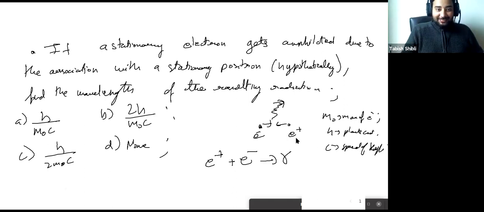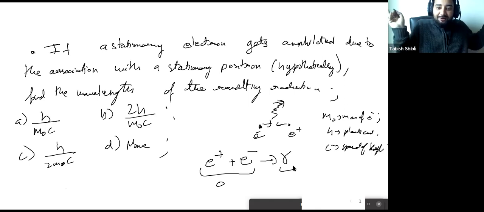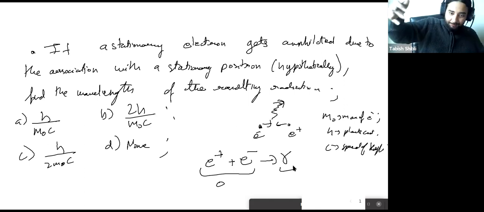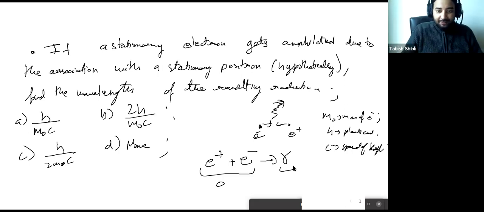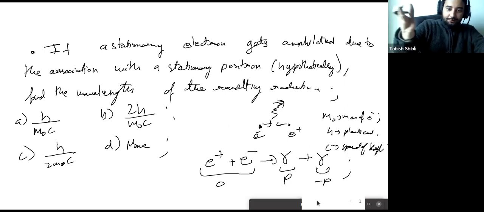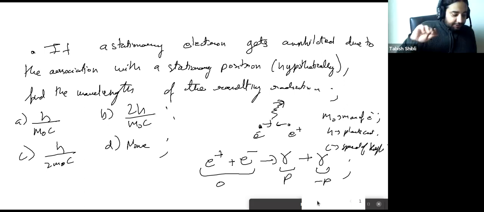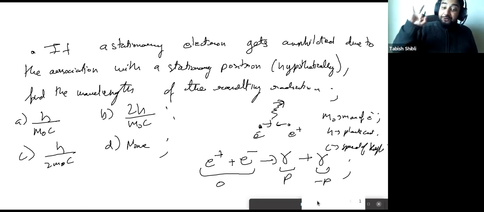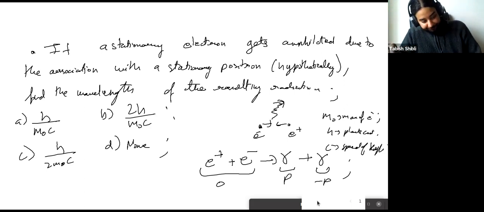Yes, absolutely. Initially, both of them were stationary, so their momentums were zero, and at the end, you have a gamma that is coming out. Gamma will have some momentum, right? Light has some momentum. We've already read about that in a couple of lectures ago. So this will have some momentum p. In order to cancel, you need another gamma, which will have the momentum minus p, so that they cancel each other out, and you can have an equation which essentially governs this. So remember, there will be two photons that are coming out. There isn't one photon that is coming out, and that will change your answer slightly.